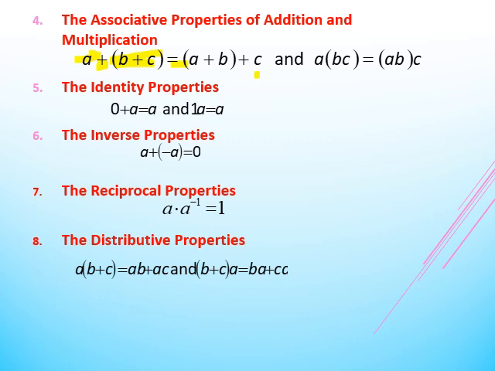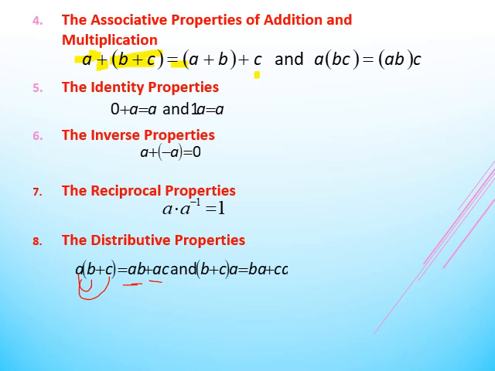Property number 8, which is the distributive property. The distributive property means that we can distribute the A, which is a sample or a number, to two real numbers, or two samples, or a sample and a real number added to each other, and get the results as shown here: A times P, which is AP, and A times C, which is AC.